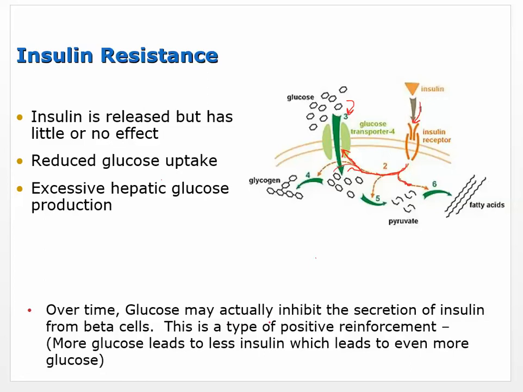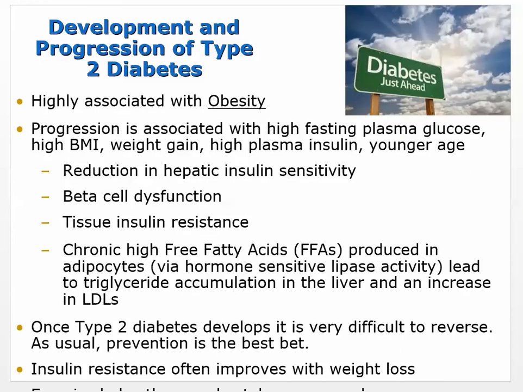So over time, glucose may actually inhibit the secretion of insulin from beta cells, which I mentioned earlier is kind of a type of positive reinforcement. So more glucose leads to less insulin, which leads to even more glucose. Okay. All right. So progression of type 2.